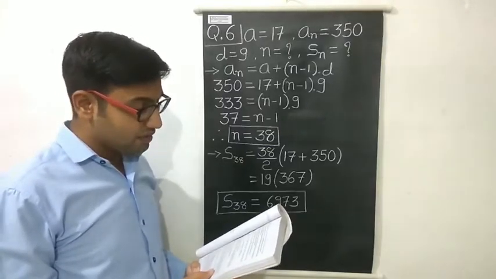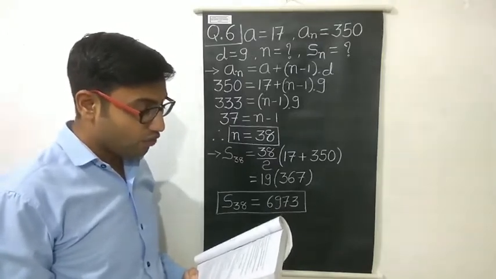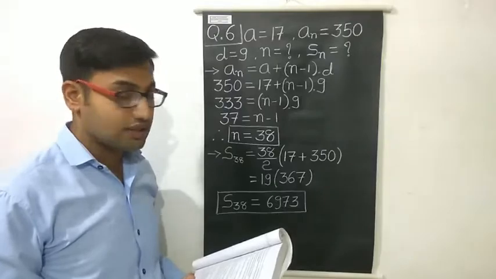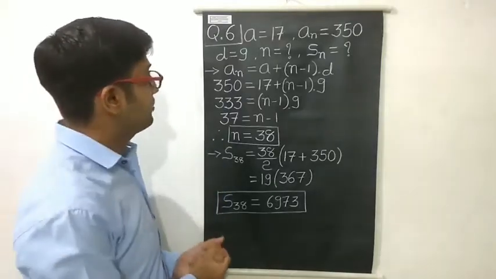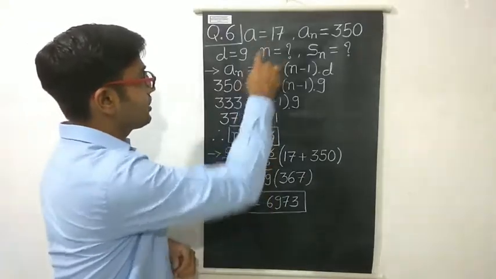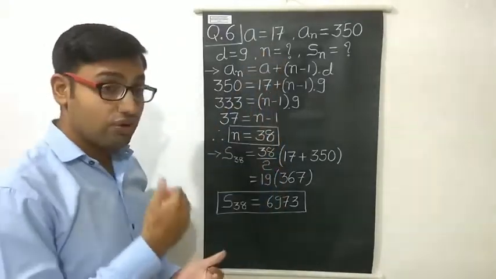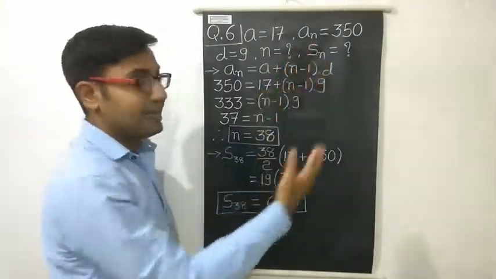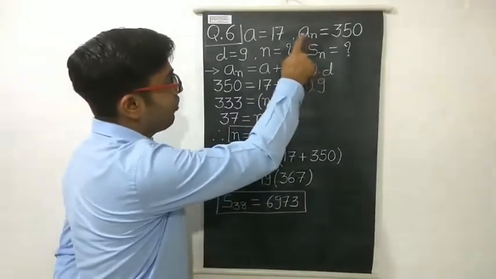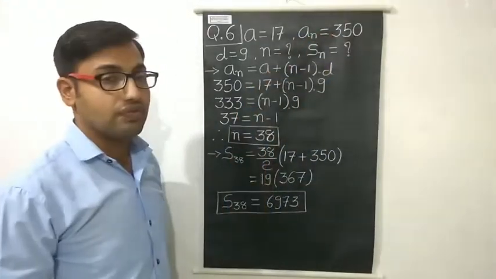If the common difference is 9, how many terms are there and what is their sum? Okay, so here we are given the first term of an AP, that is equal to 17, and the last term of the AP is 350. Now we don't know the number of that last term. Let's suppose it is the nth term. So the value of the last term, that is An, is equal to 350.